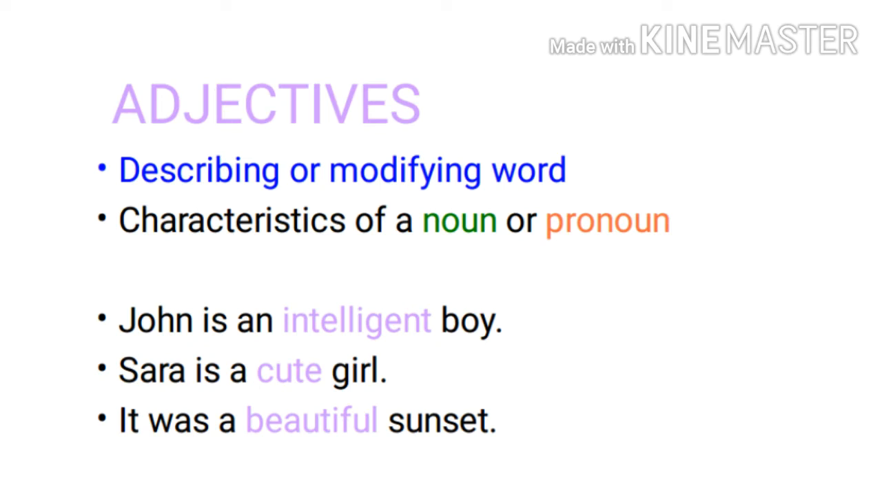See the examples. John is an intelligent boy. Here, the characteristic of John is described. Next one, Sarah is a cute girl. And next one, it was a beautiful sunset. In all these sentences, some characteristics or special features are described or modified by using the adjectives intelligent, cute, beautiful, etc.